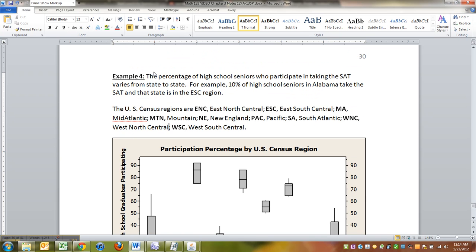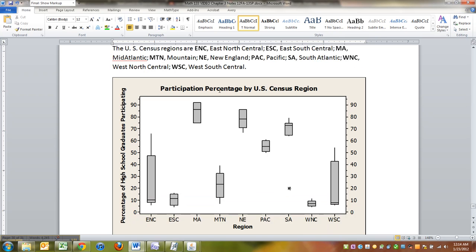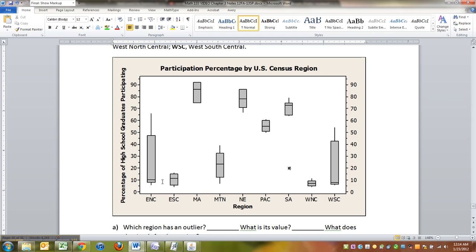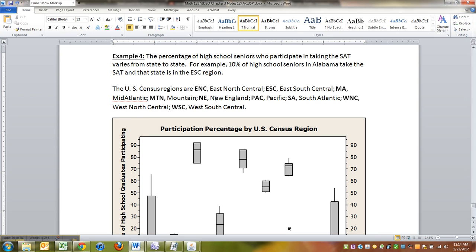So this is the percentage of high school seniors who participate in taking the SAT from state to state. For example, 10% of high school seniors in Alabama take the SAT, and that state is in the ESC region. It's right down here, right there at the 10 mark. And there are all the different regions for the U.S. Census: East North Central, East South Central, Mid-Atlantic, Mountain, New England, Pacific, South Atlantic, West North Central, and West South Central.